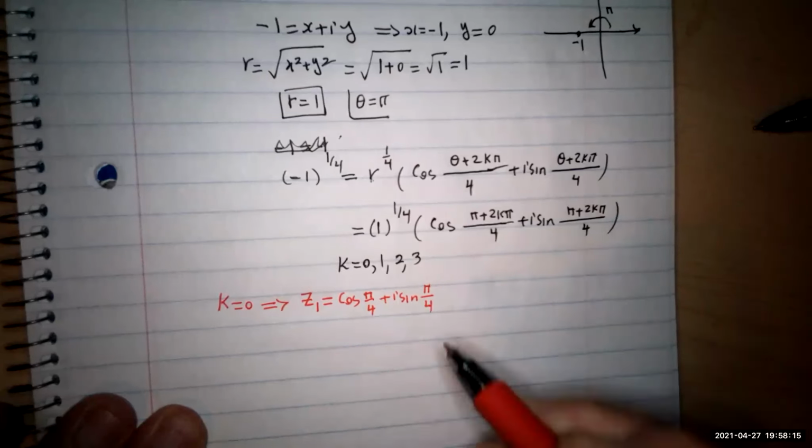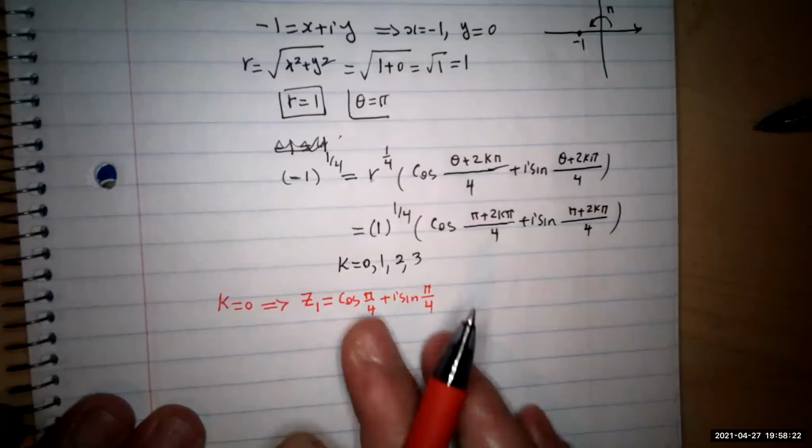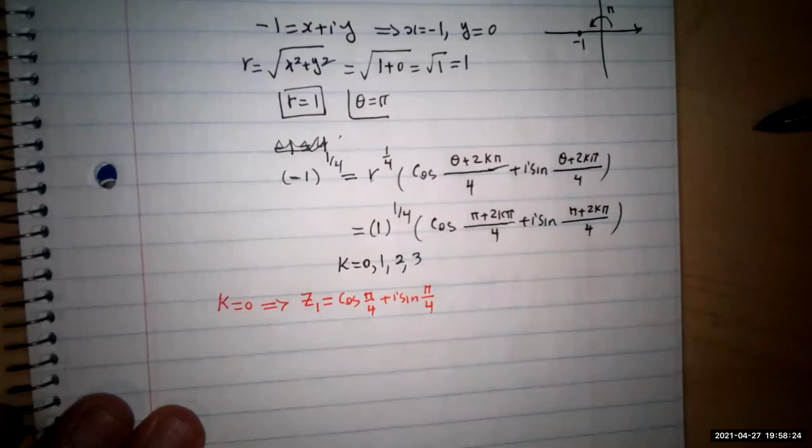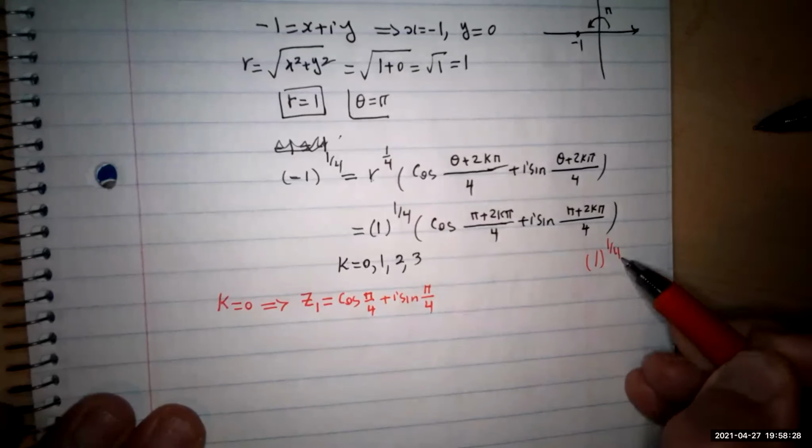Professor, don't you need the 1 outside the parentheses? 1 to a quarter. No, I just skip it. One. Oh, one. Oh, just, okay, yeah. So we just take care of that one.